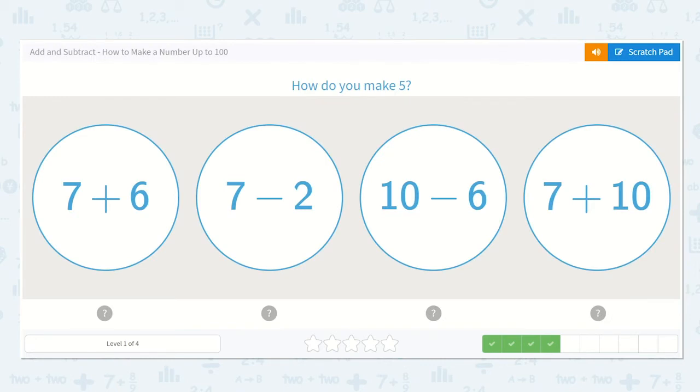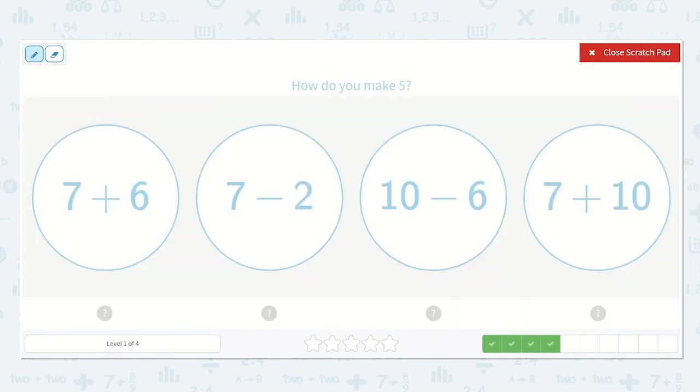Now they say, how do you make 5? Well, let's check to see which ones look reasonable. 7 plus 6. Well, 7 is already greater than 5. So if we're adding more to 7, we know this is not the correct option. 7 minus 2. Well, 7 is greater than 5, but we are taking some away from it, so this one might be a possibility. 10 minus 6. Same thing, 10 is greater than 5, but we are taking something away from it. So it may be the correct possibility as well.